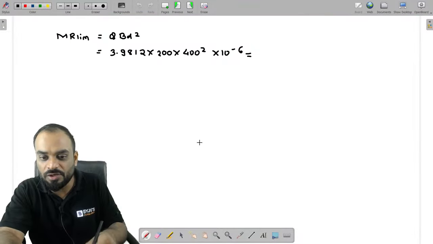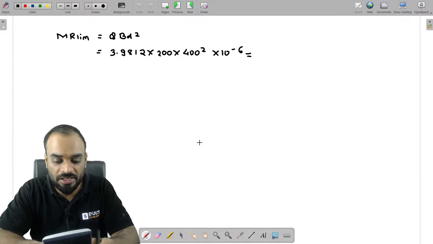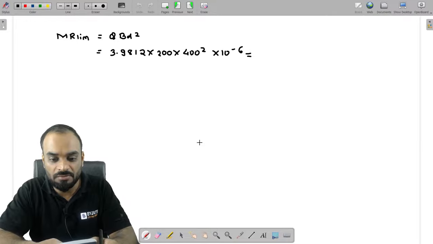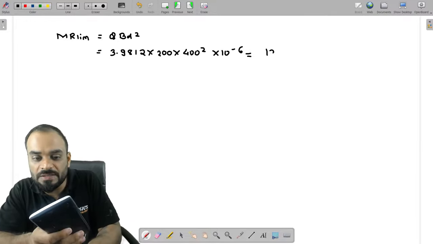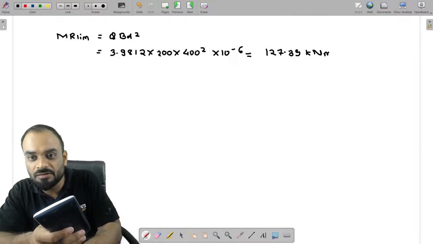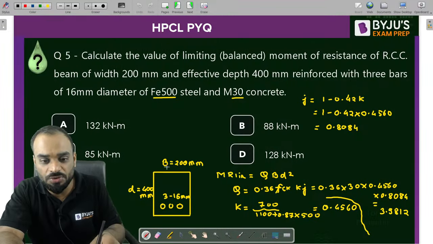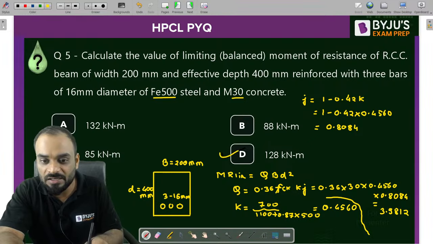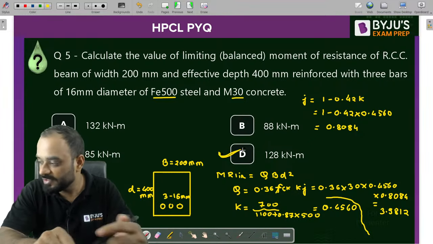Kindly calculate this value, how much you are getting. 3.9812 multiplied by 200 multiplied by 400 square, and multiplied by 10 to the power minus 6. So we are getting a value of 127.39 kilonewton meter. Correct? Now tell me, guys, which option is very close to this one? Can I say that it is D? D is the correct answer.